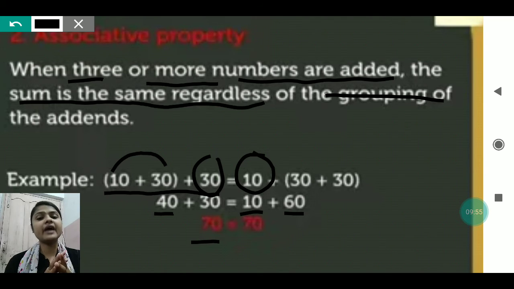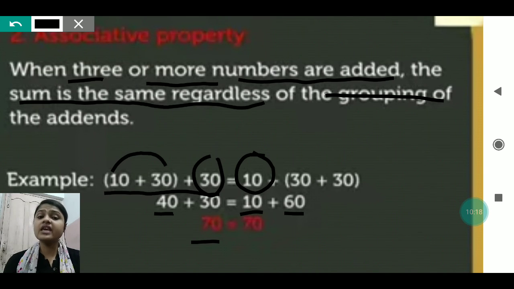Means the numbers can be added in any order. When you add 30 and 30, you get 60, and then if you add 10 to that, you get 70. And if you add 10 plus 30, you get 40, and when you add 30 to that, you get 70. So in any way when we add the numbers, we get the same answer.